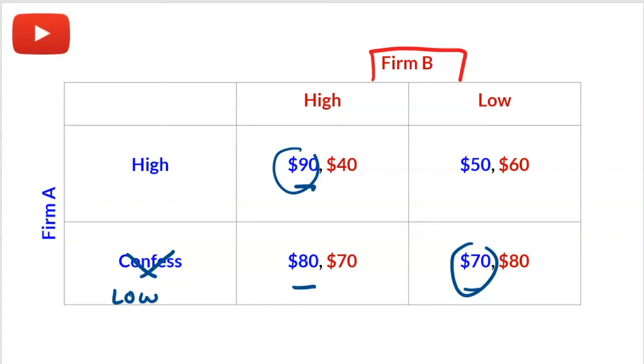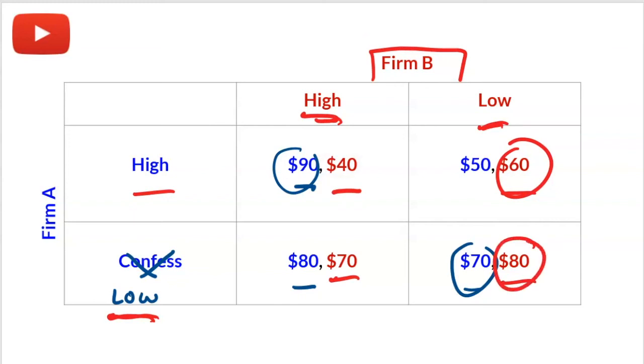Well, if firm A goes high, firm B can go high and make 40, or they can go low and make 60. So what is firm B going to do? Well, firm B is going to choose the low option because they would rather have 60 instead of $40. Well, what happens if firm A decides to price low then? Well, if firm A decides to price low, firm B can go high and make 70, or they can go low and make 80. Well, firm B then has an incentive to go low. So firm B has a dominant strategy, right? What is their dominant strategy?